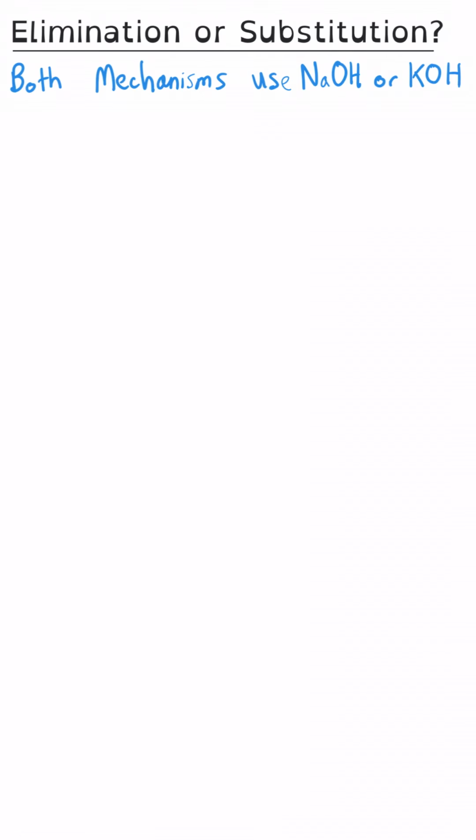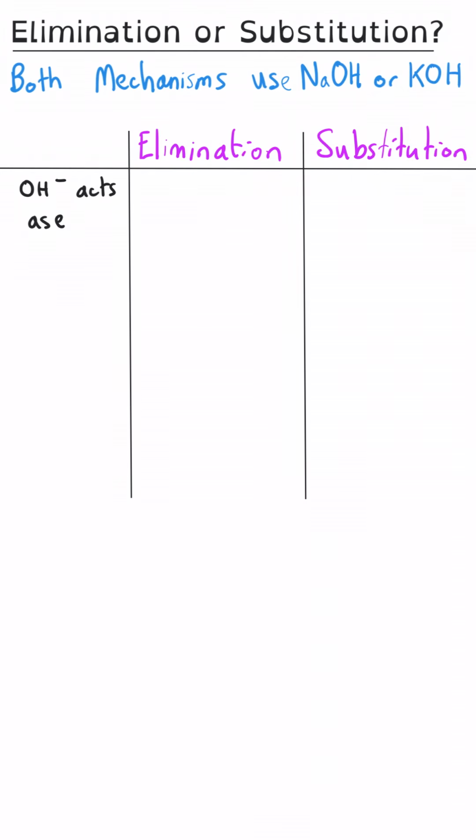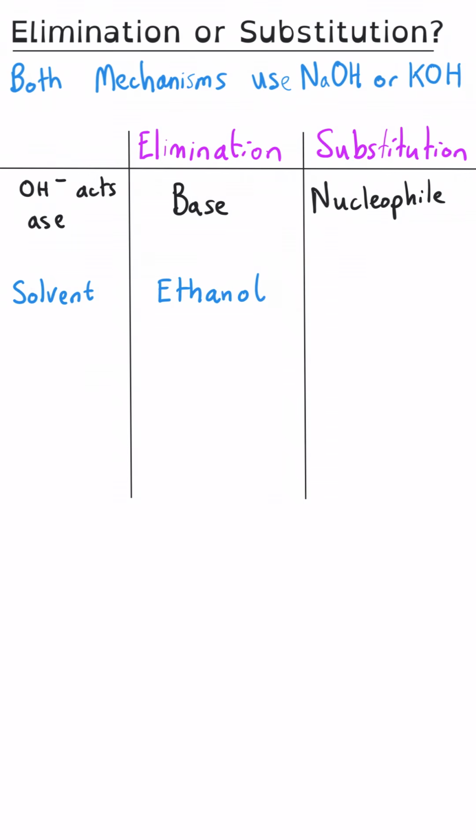The potassium hydroxide or sodium hydroxide is the source of the hydroxide ion that is either going to act as a base in the case of elimination or a nucleophile in the case of nucleophilic substitution. Which of these things it acts as depends on the conditions used for the reaction. Typically, if you want elimination to happen, you want the potassium hydroxide to be dissolved in ethanol solvent with specifically no water being present. The mixture is then heated.